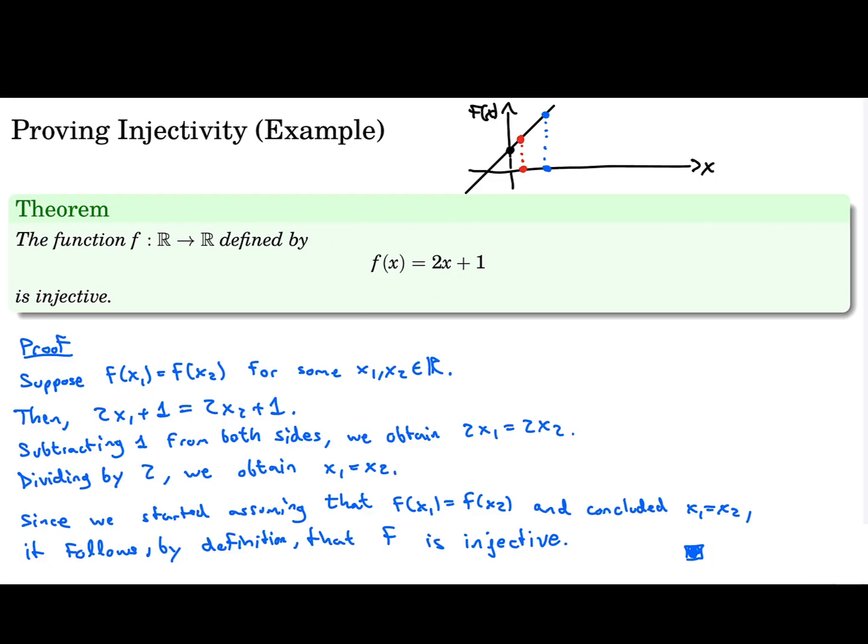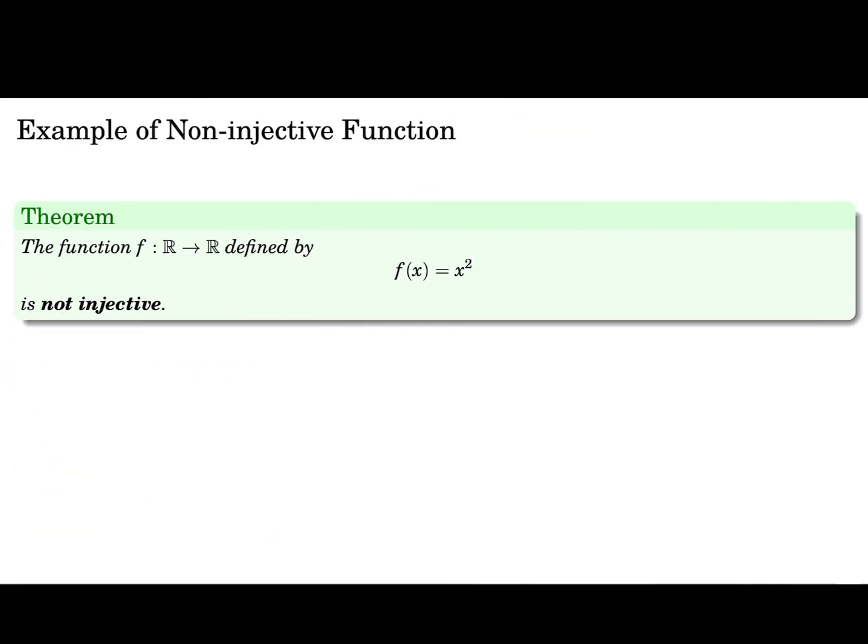Okay, let's look at a non-injective function. We can do the same as we did before. For intuition, we can graph the function. Here we want to look at this function from the reals to the reals, f(x) equal to x squared. So this is a parabola. Let me draw it here. This is going to be some parabola.